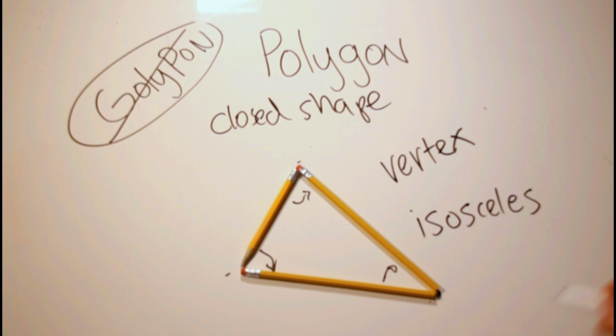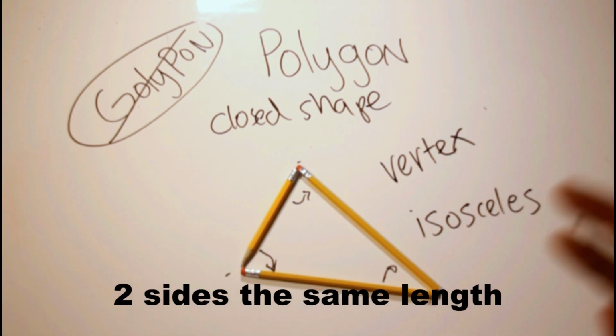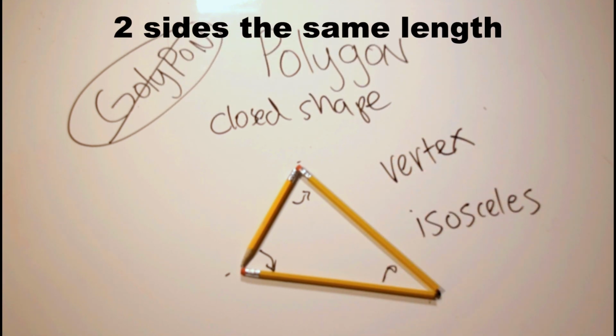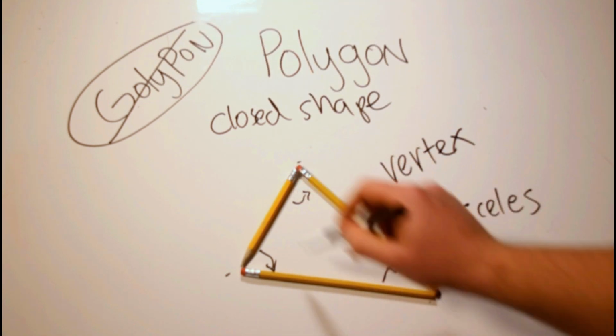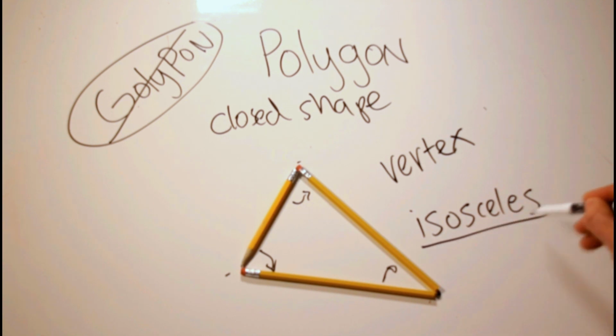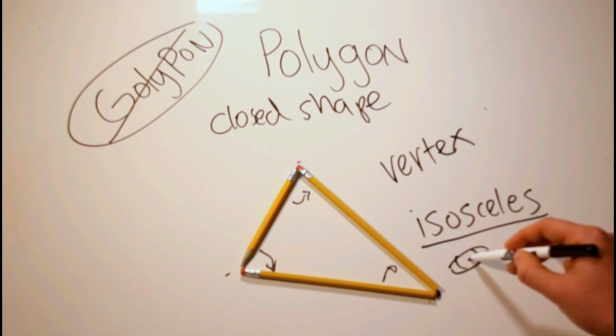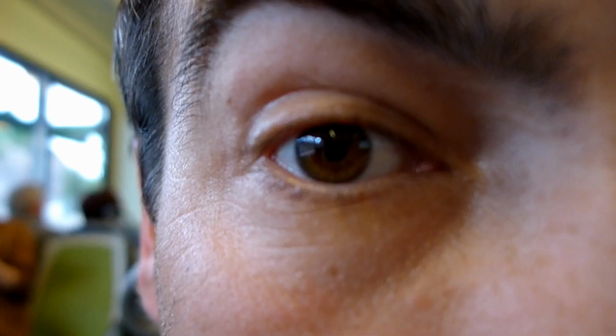Isosceles triangles have 2 sides of the same length. It doesn't matter which 2. They don't have to be right opposite of each other. It could be these 2 if we want. But one thing I usually think about is eye. Like an eye in your head.